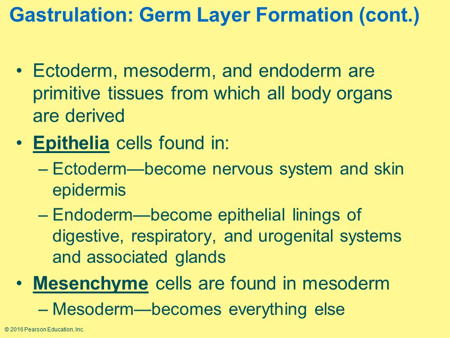These 3 layers are very primitive forms of tissue. Ultimately, all of the body organs will be formed from them. The ectoderm is going to become the nervous system and the epidermis of the skin. The epithelial cells are found there. The endoderm becomes linings of the digestive, the respiratory, the urogenital systems, and the glands that are associated with them. Everything else is derived from the mesenchyme.